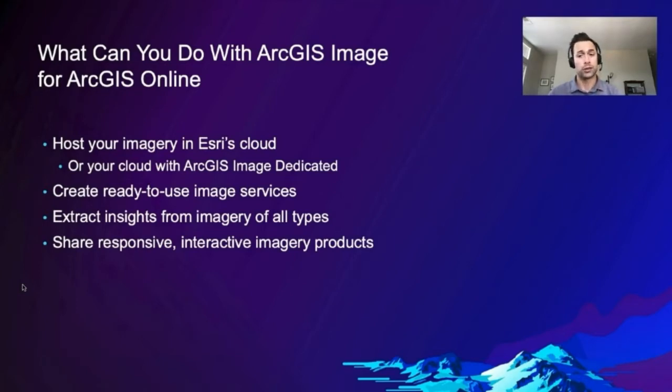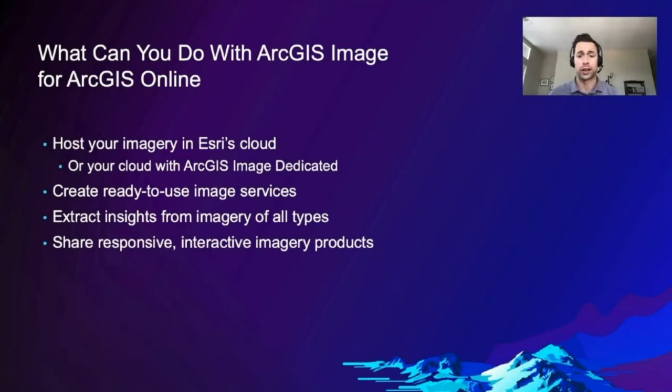But if your imagery data is already in the cloud, or you're looking to move your imagery data to the cloud, ArcGIS Image Dedicated would be a good option to explore. It has the same general capabilities as ArcGIS Image for ArcGIS Online, but it's for those organizations whose data is stored in AWS or Azure.